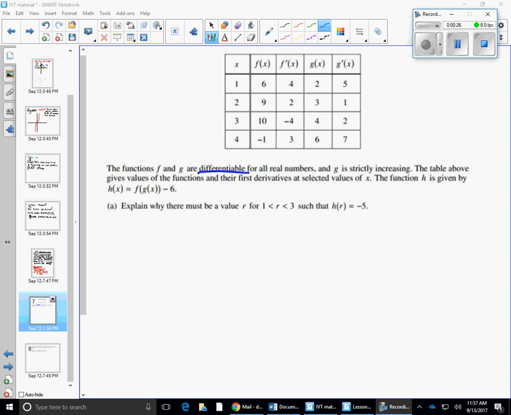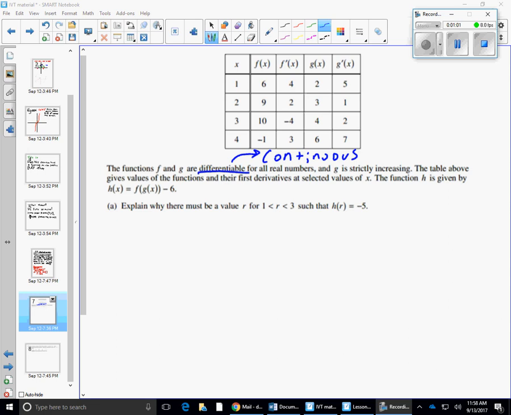Explain why there must be a value of r between 1 and 3 such that h of r is equal to negative 5. So first, before we get into this, I'm going to remind everyone that differentiable implies continuous. So when it says a function is differentiable, it means within that also the function is continuous. Okay. So then it's asking us to explain why there must be a value of r between 1 and 3 such that h of r is equal to minus 5.